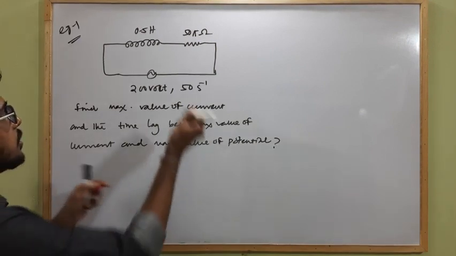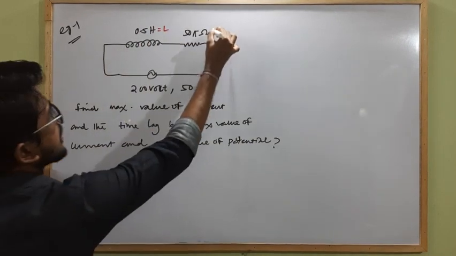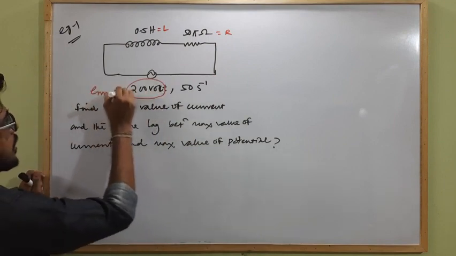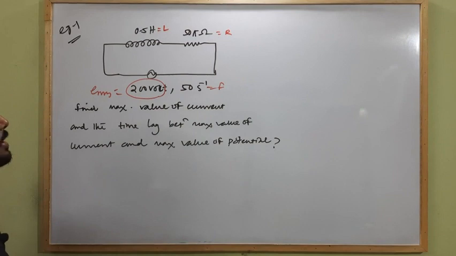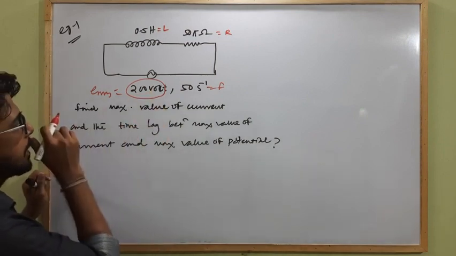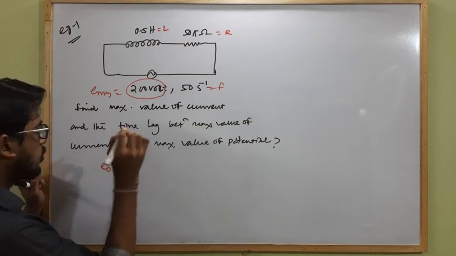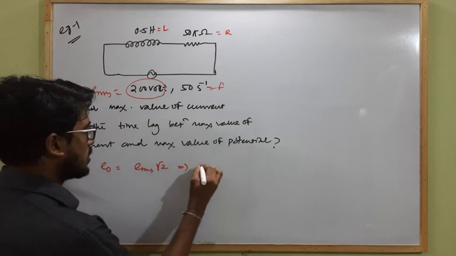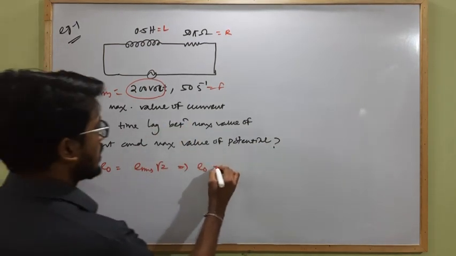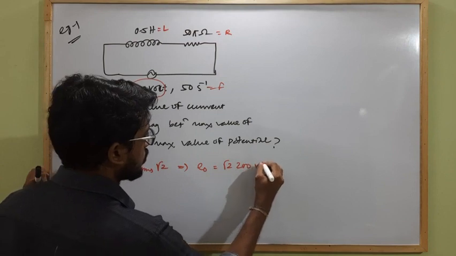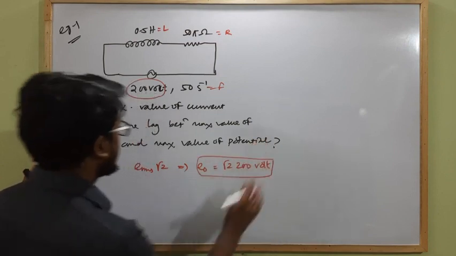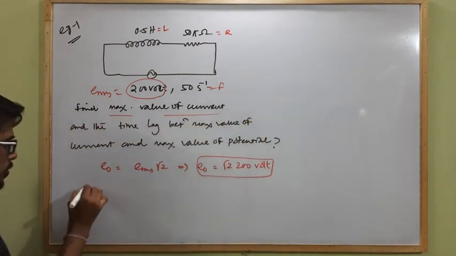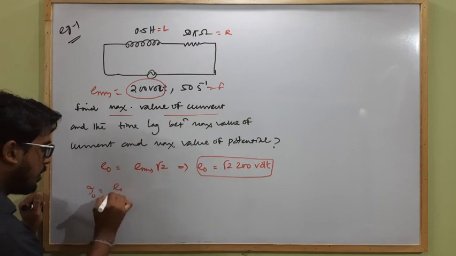So here the inductance L is given, resistance R is given, and the 200 volt is the E RMS, and this is the frequency of the alternating source. So from this we can calculate E naught. E naught will be equal to E RMS into root 2. So this implies the peak value of EMF will be root 2 into 200 volt. This is E naught. Then we have to calculate the maximum value of current. We know I naught will be equal to E naught by Z.